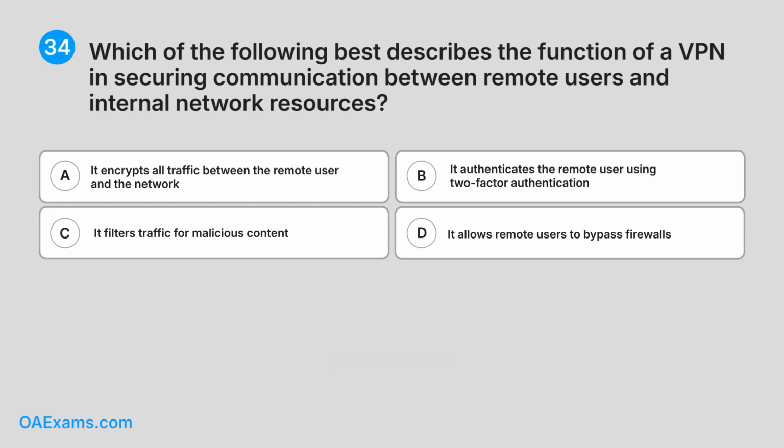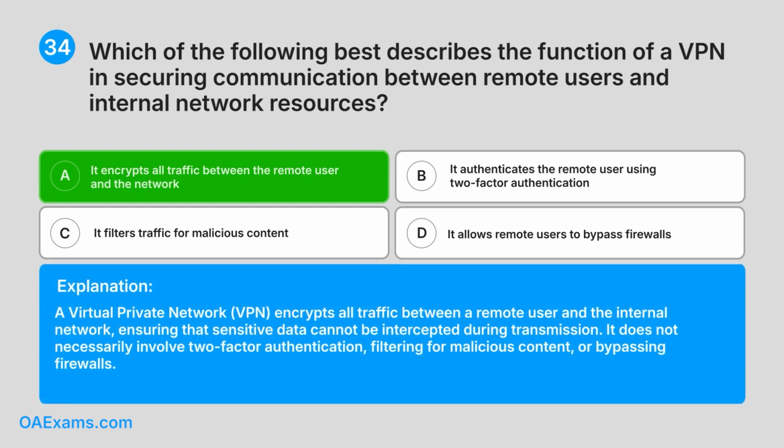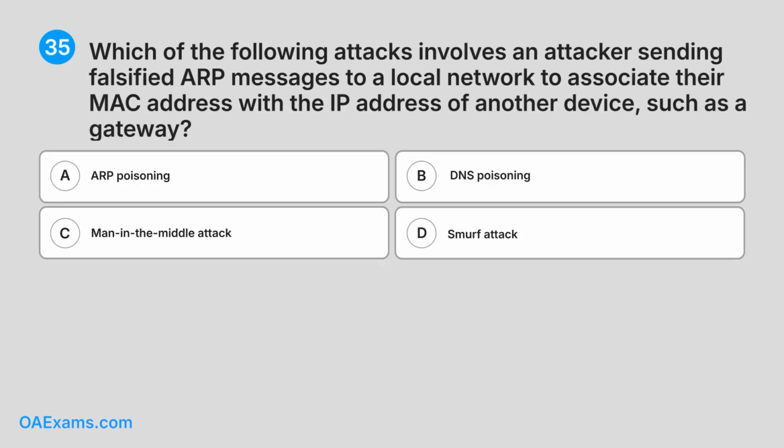Correct answer. A. It encrypts all traffic between the remote user and the network. Explanation. A virtual private network, VPN, encrypts all traffic between a remote user and the internal network, ensuring that sensitive data cannot be intercepted during transmission. It does not necessarily involve two-factor authentication, filtering for malicious content, or bypassing firewalls.